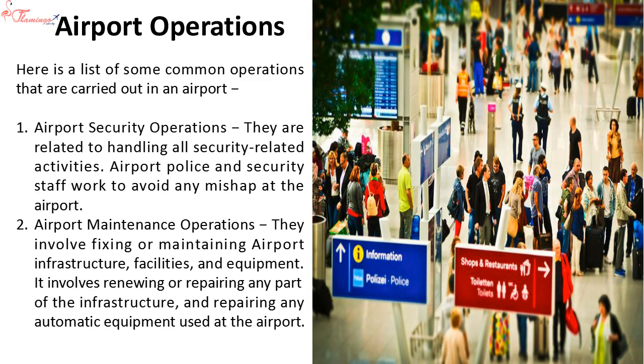Here is a list of some common operations that are carried out in an airport. Airport security operations: they are related to handling all security-related activities. Airport police and security staff work to avoid any mishap at the airport. Airport maintenance operations: they involve fixing or maintaining airport infrastructure, facilities, and equipment. It involves renewing or repairing any part of the infrastructure, and repairing any automatic equipment used at the airport.